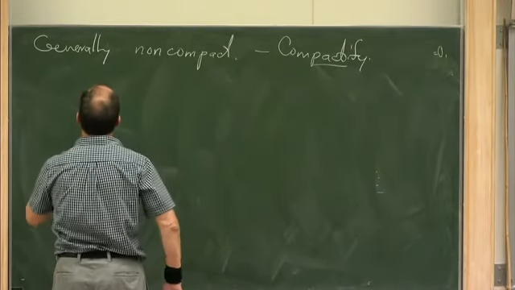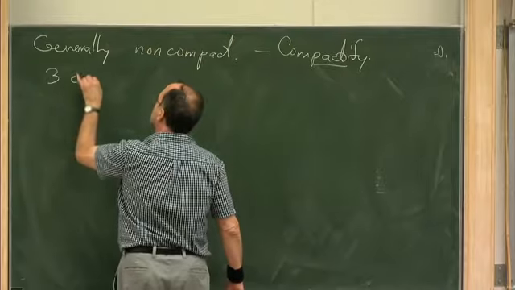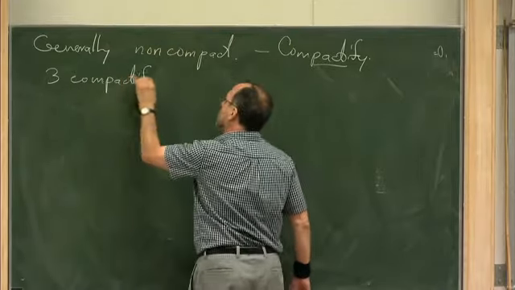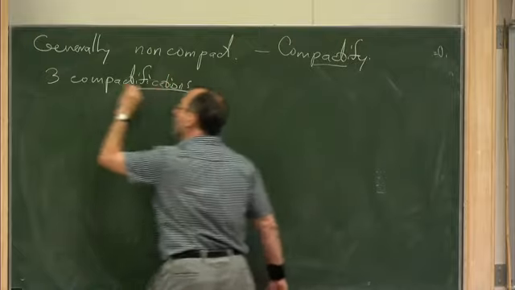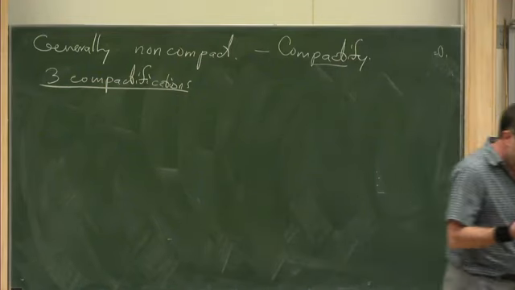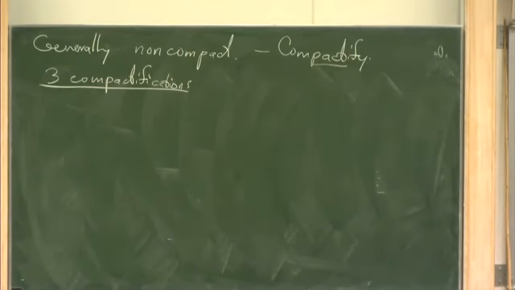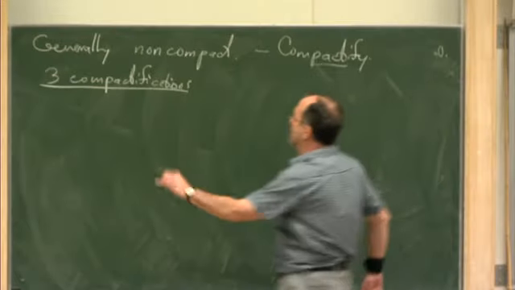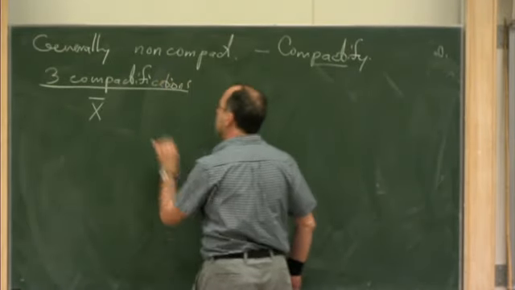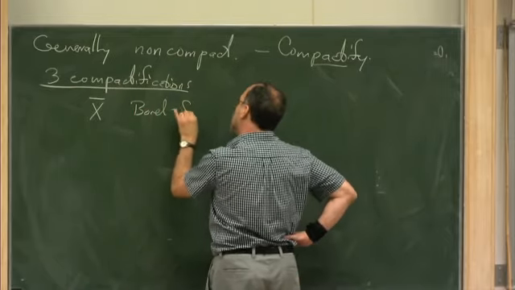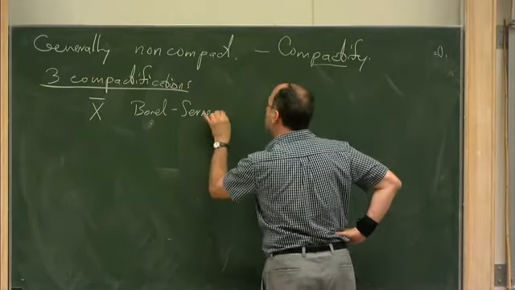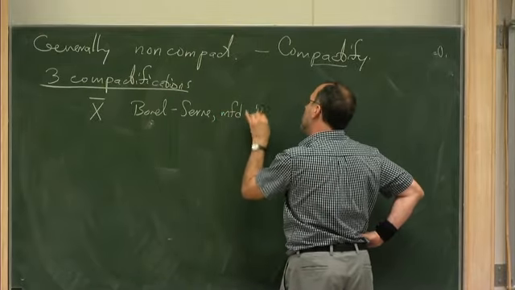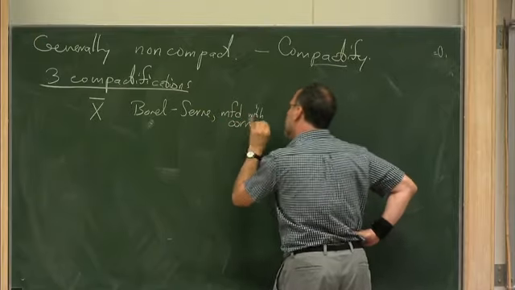So I want to briefly talk about three compactifications. Well, not so briefly. Compactifications, yes. And you can think of these three compactifications as the natural compactification to take depending upon what category you're in. So there's X bar. This is the Borel-Serre compactification. And this is a manifold with corners. Real analytic.